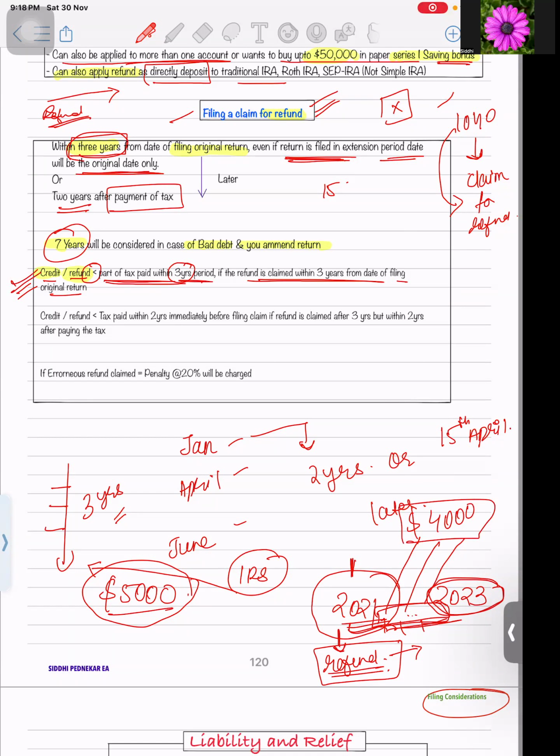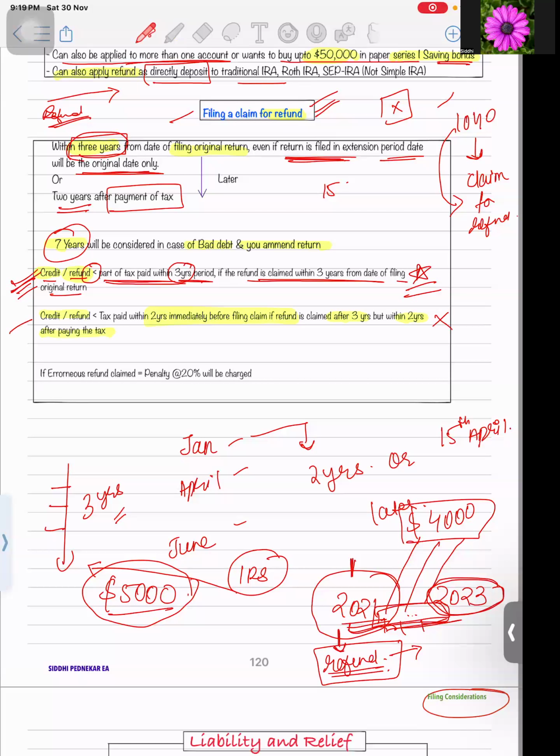If you're claiming a refund or if you want to claim a credit, then it should be within the taxes paid during the 3 years. Clear, guys? In the same way, this becomes a credit or refund for taxes paid within 2 years immediately before filing the claim, if the claim is filed after 3 years but within 2 years after paying the tax. So don't get confused with this. It's just regarding claiming the refund, how much is the eligible amount. These two parts are anyway not going to be in your Part 1 syllabus. It's actually a Part 3 topic, but just remember this one.